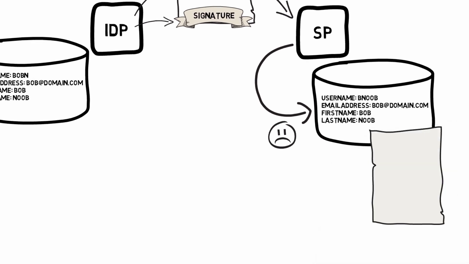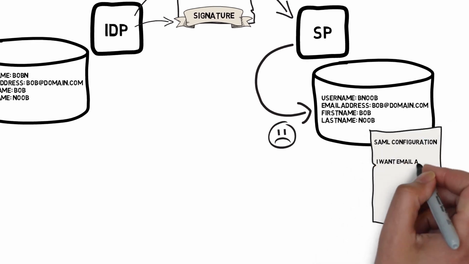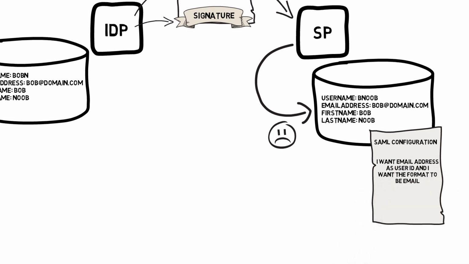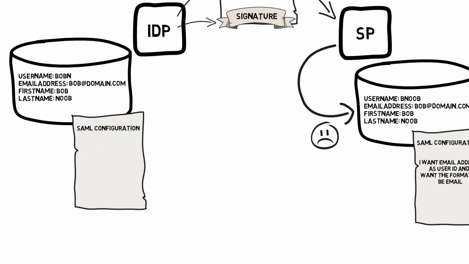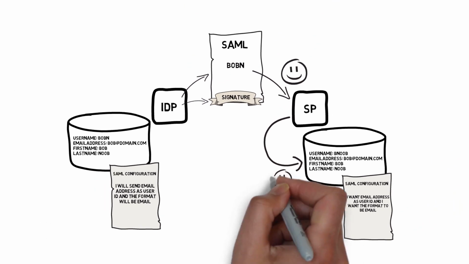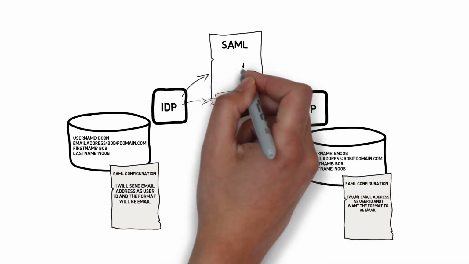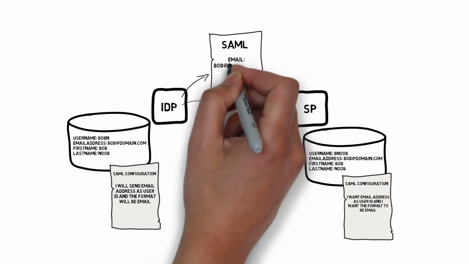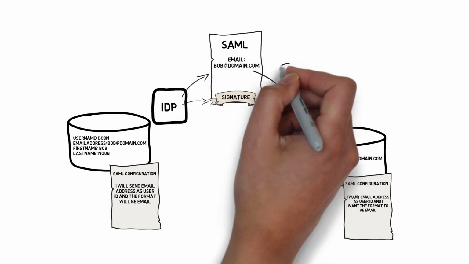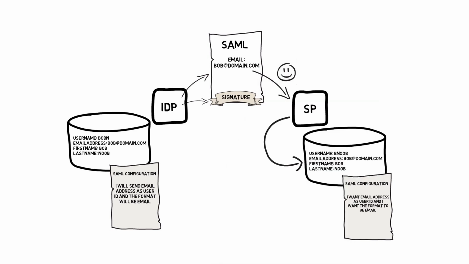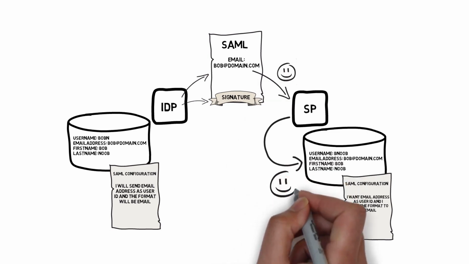For federation to work, we need to establish some integration rules. For example, the SP might dictate that the user identifier and format should be the email address. Then the IDP must agree and be configured to match this. When both sides have the same configuration, the SAML assertion can be mapped to a user object at the service provider, and thereby the service provider can allow access.